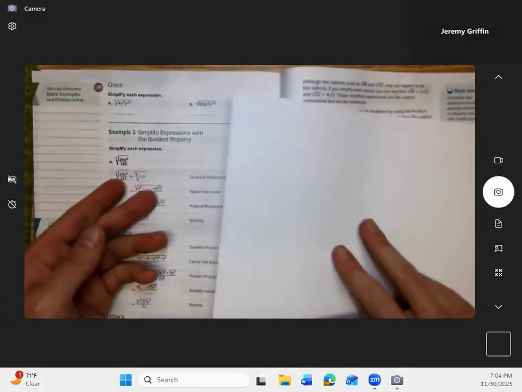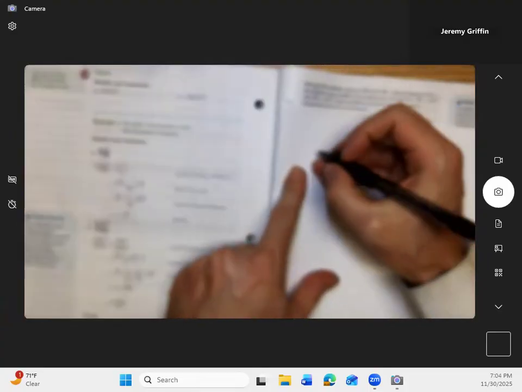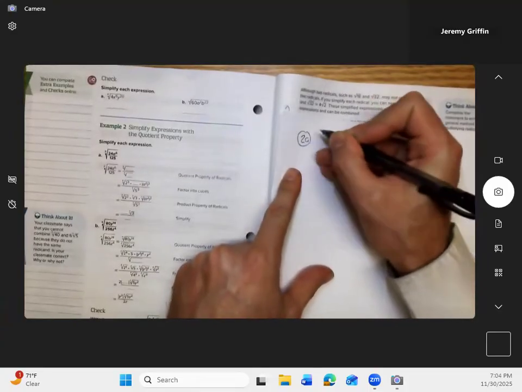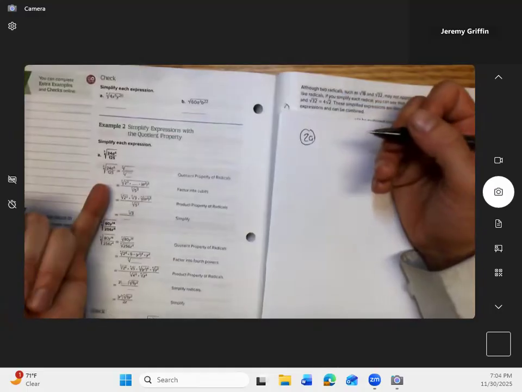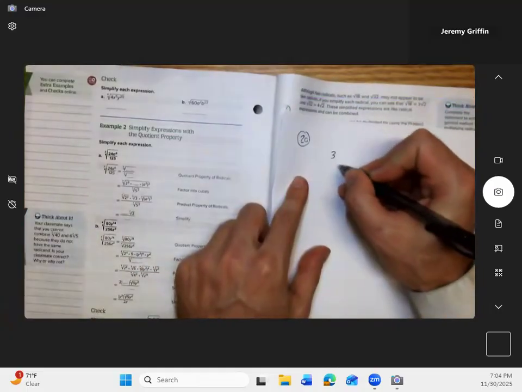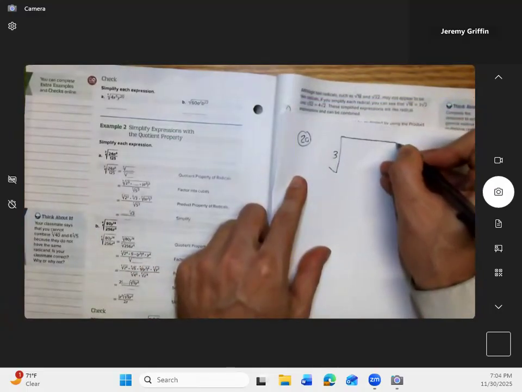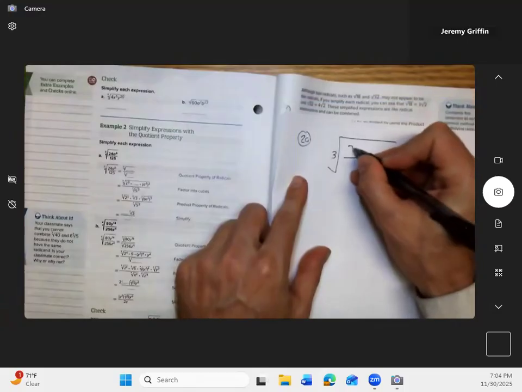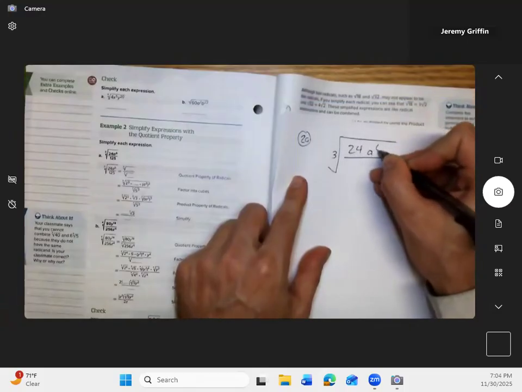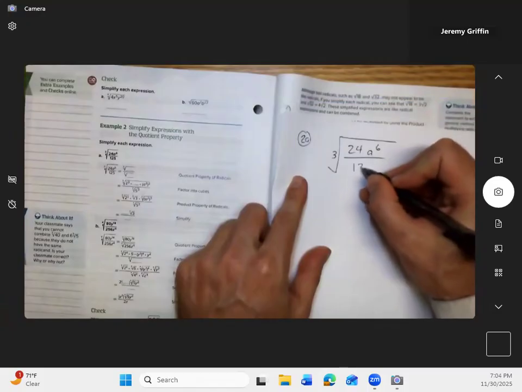Quotient property. Well, this is basically the same thing. It's just a fraction, but there's nothing super new or crazy about this. Let's do 2a here. We're doing another cube root. Got a cube root, and now it's a giant fraction. What we got on top is 24a to the 6, and the denominator is 125.